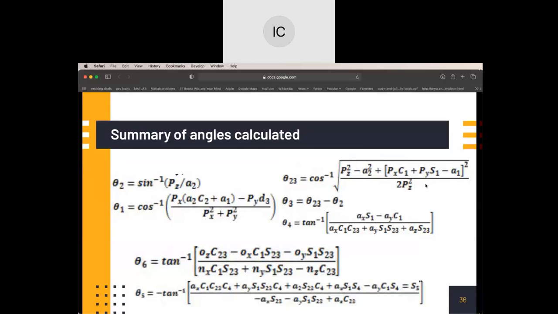So with all of that being said and done, here we have a summary of the angles calculated. So we have all the thetas in terms of their position and the orientation of the robot. On the left hand, you see theta 2, theta 1. On the right, we have theta 3, theta 4. And on the bottom here, we have theta 6 and theta 5.